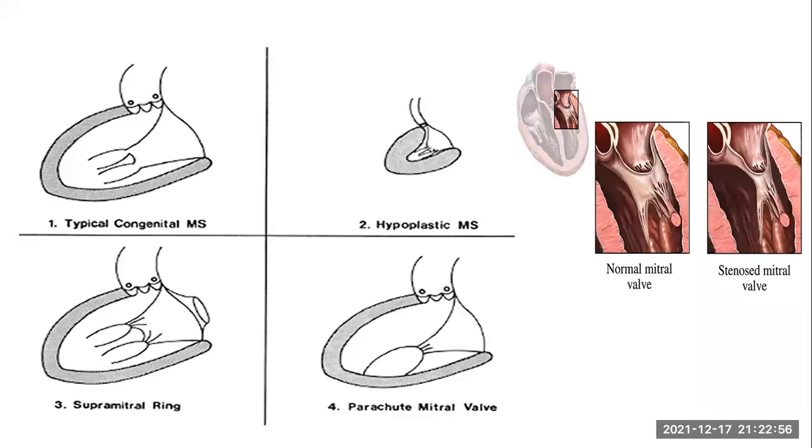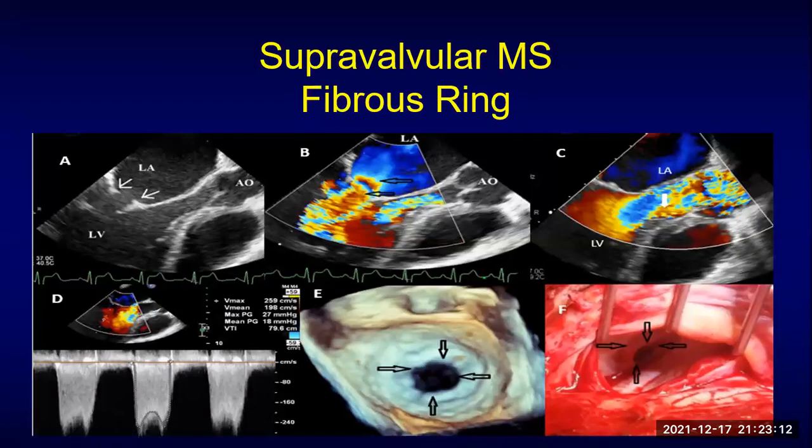Okay, so this is a typical congenital MS. Here we have the hypoplastic type. Here we have the supramitral ring and the parachute mitral valve with a single papillary muscle. The supravalvular mitral stenosis and a fibrous ring. This is a clinical case of a patient.